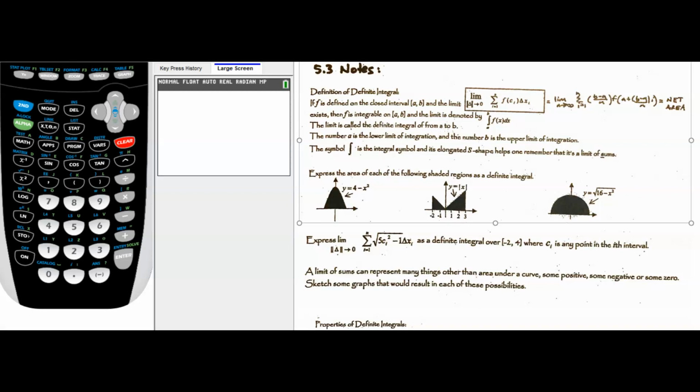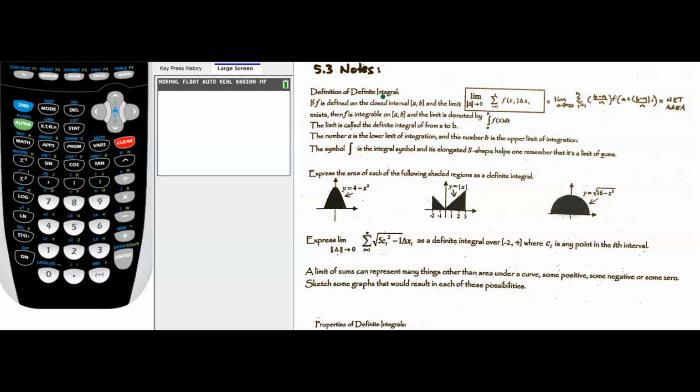Hey everybody, in this section we're going to take that limit definition of area that we talked about in 5.2 and give it some special notation. The notation that you're going to see involves what we call a definite integral. Now, just because you're going to see an integral symbol like you saw before does not necessarily mean that what we're doing in this section has any connection to doing the antiderivatives that we did before.